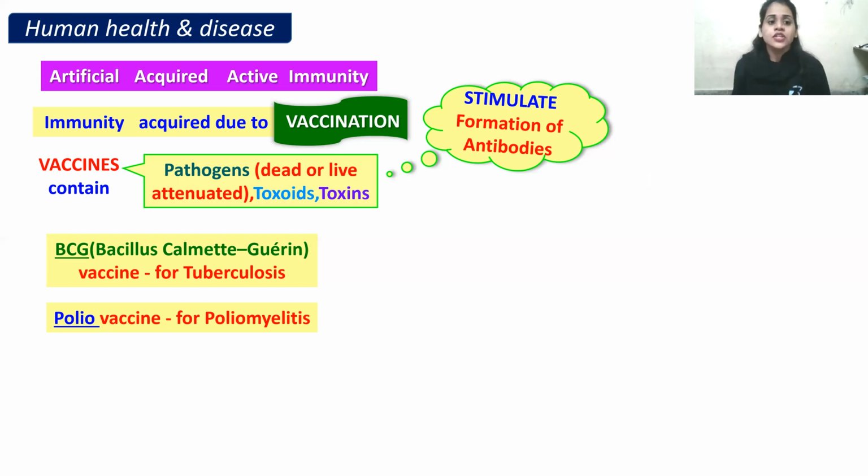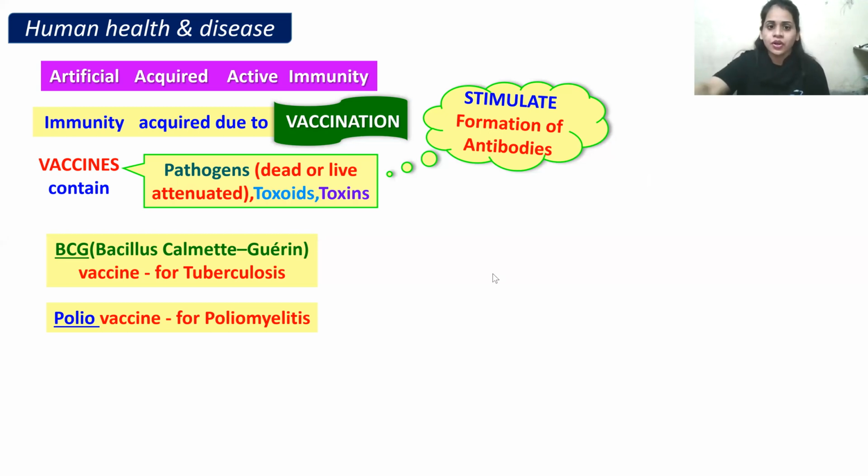Okay, so here I have written few examples of vaccines, that is BCG. The full form is Bacillus Calmette-Guerin, which is a vaccine given for tuberculosis, and polio vaccine, which is given for poliomyelitis. Is it clear? So natural, we have to talk about the natural infection. But in artificial acquired active immunity, here we have to talk about vaccination.